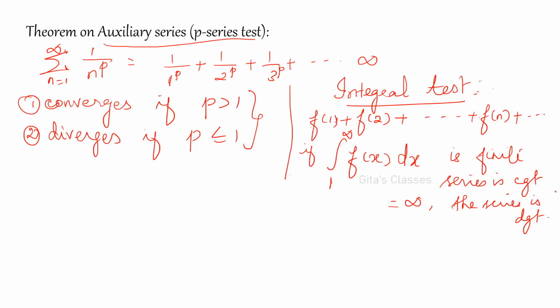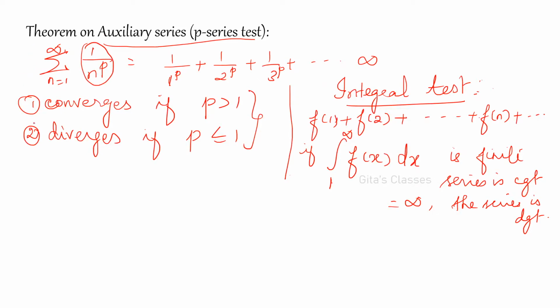You just remember this integral from 1 to infinity of f(x) dx. If you can find this, if it is finite, then you can say that the series is convergent. If it is infinity, then the series is divergent. Okay, the only condition is that f(x) should be a decreasing function. That is one condition. Okay, now we are going to apply this for proving this auxiliary series, right? So what is f(x) here? Here f(n) is 1 by n power p, right?